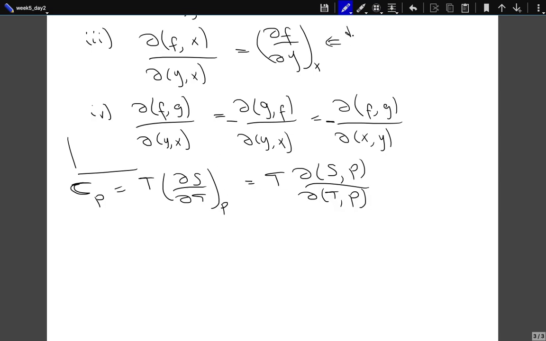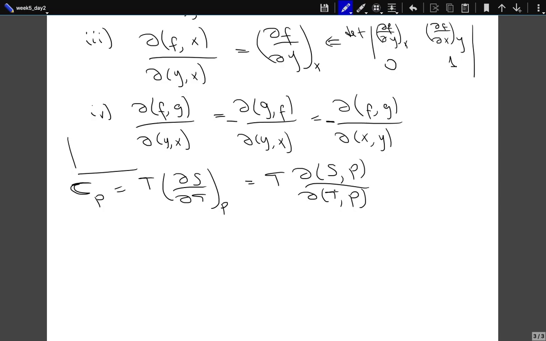It's just the determinant of, if you write the Jacobian, the derivative of f with respect to y at constant x, then the derivative of f with respect to x at constant y. Then here we have the derivative of x with respect to y, that is 0, and the derivative of x with respect to x, that is 1. If you just take the determinant, you just have the derivative of f with respect to y. Now, using that identity, I can convert this derivative into Jacobians.